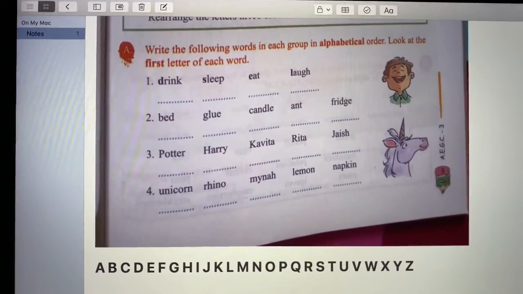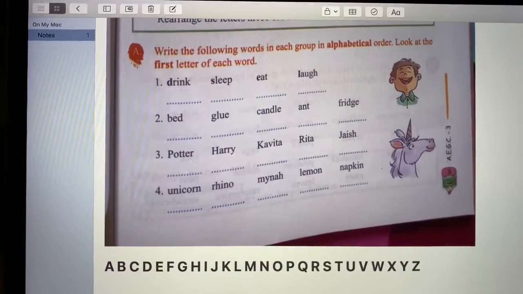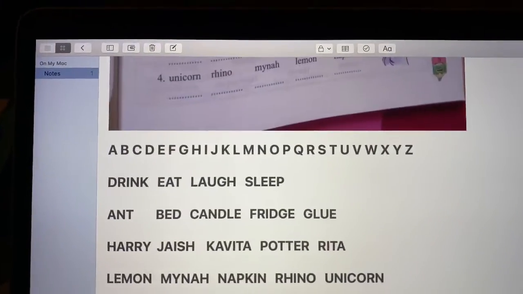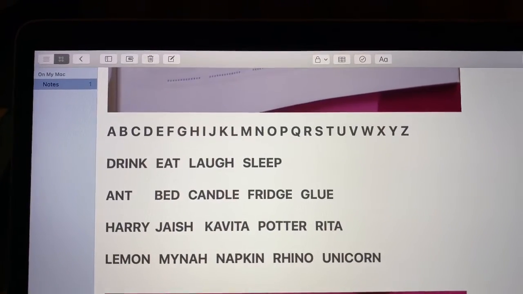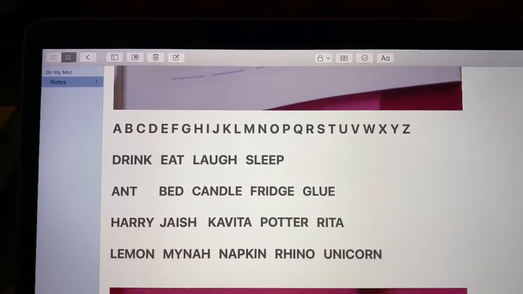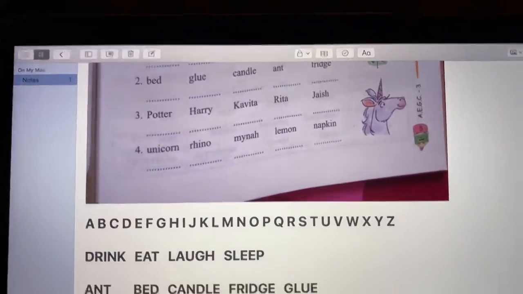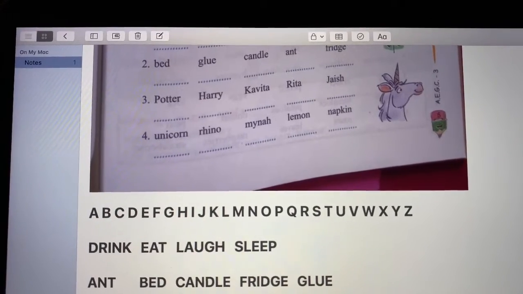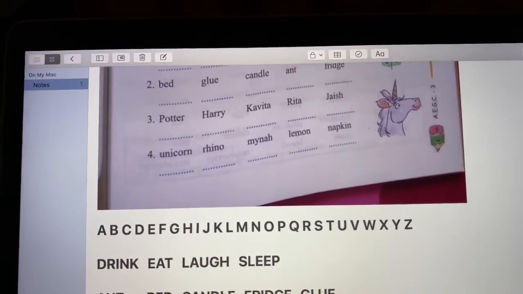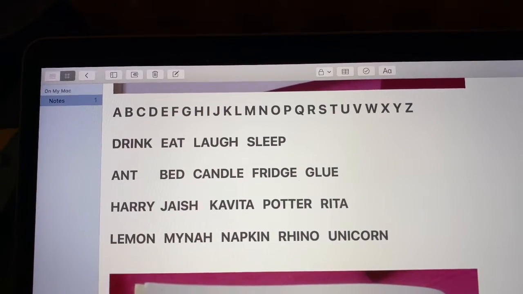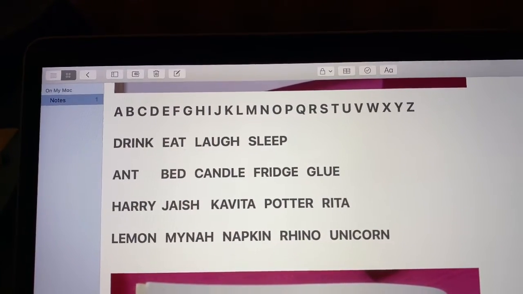Third one says Potter, Harry, Kavita, Rita, and Jesh. So over here, it's going to be Harry, Jesh, Kavita, Potter, and Rita. Next one in the exercise book says unicorn, rhino, myna, lemon, napkin. So this is going to be lemon, myna, napkin, rhino, unicorn.